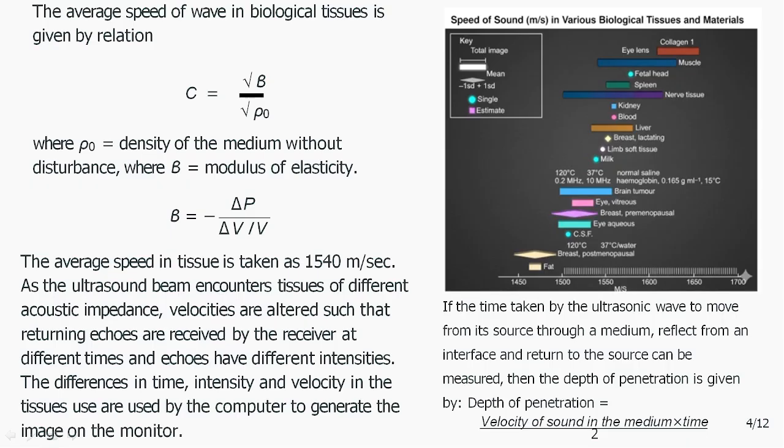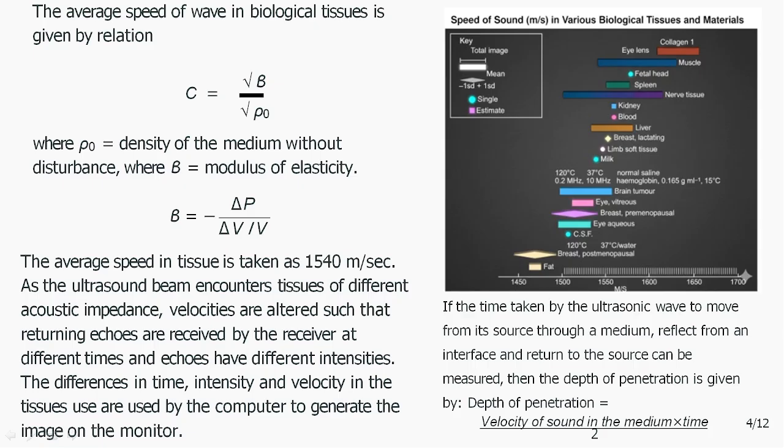So two things we are capturing from the echoes. One is the time period it is taking, or the round trip time or the delay, and the second one is the attenuation or the intensity of the captured signal, because of the attenuation inside those tissues. Different tissues have different attenuation, so the echoes coming back arrive at different intensities. The differences in time, intensity and velocity in the tissue are used by the computer to generate an image. This is the principle of image generation using ultrasound.